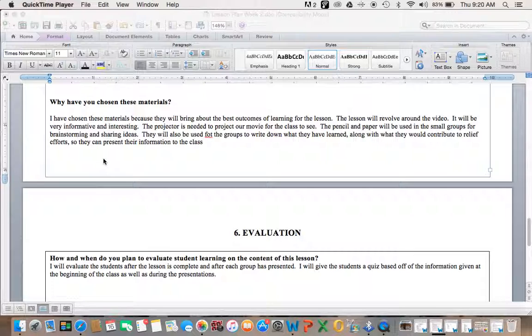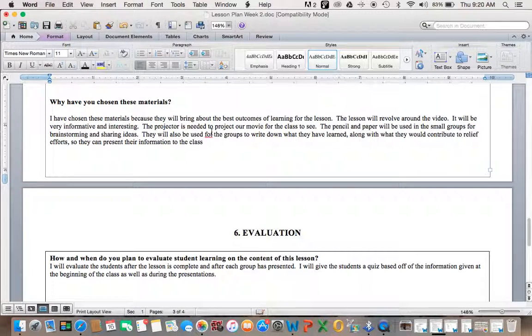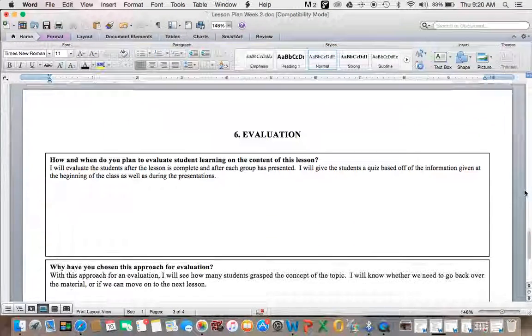The lesson will revolve around the video. It will be very informative and interesting. The projector is needed to project our movie for the class to see. The pencil and paper will be used in the small groups for brainstorming and sharing ideas. They will also be used for the groups to write down what they have learned along with what they would contribute to relief efforts so they can present their information to the class.